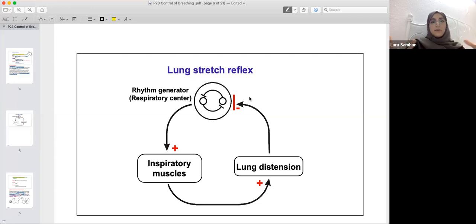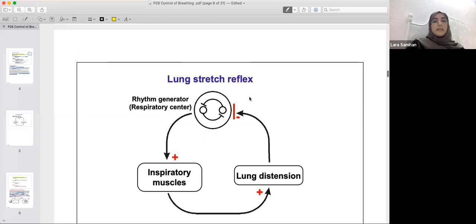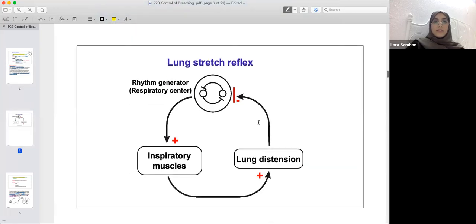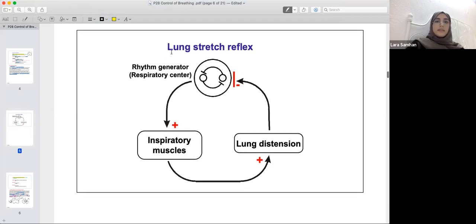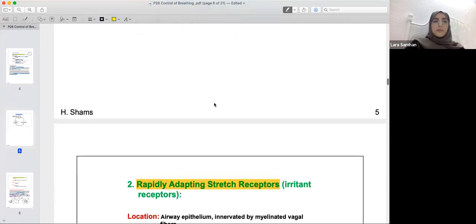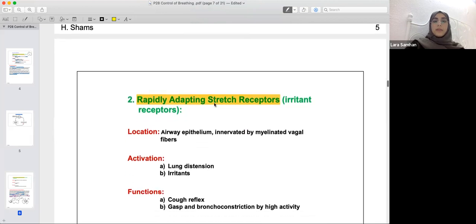So that we want to have the process of expiration. What will terminate this inspiration for us is basically the slowly adapting receptor, or the Hering-Breuer reflex. This diagram just explains the same concept that we did, and it's the lung stretch reflex, once we have inspiration and expiration. Okay, now we are done with the first pulmonary reflex.